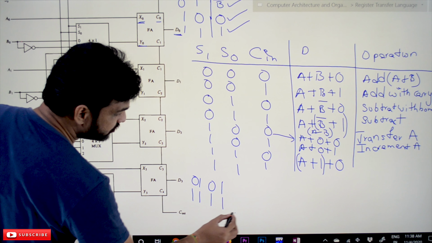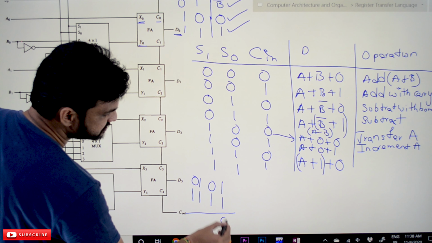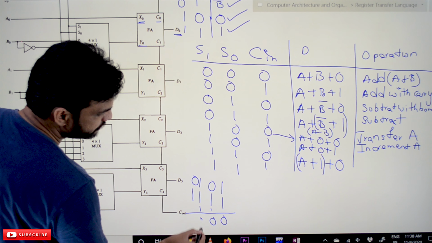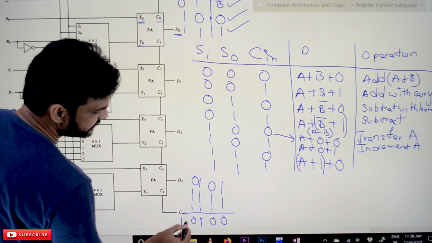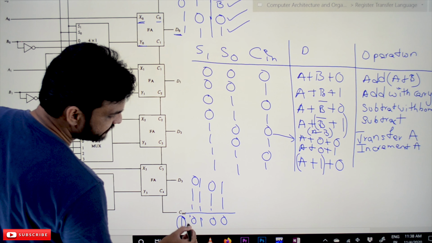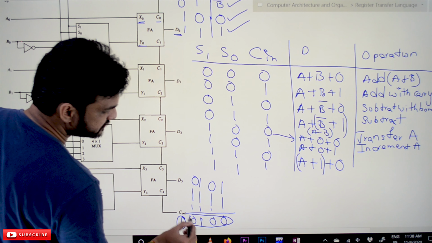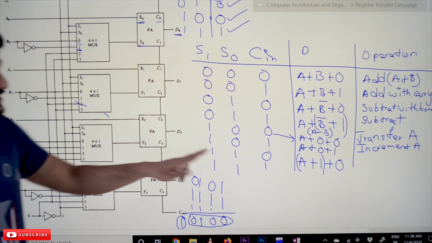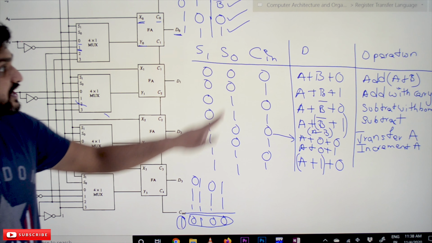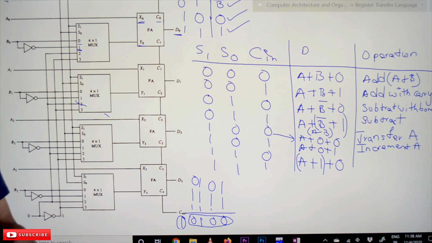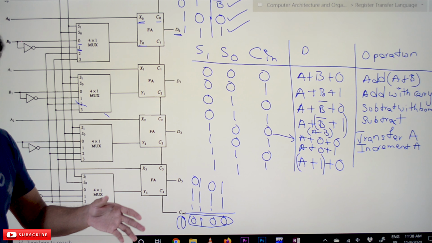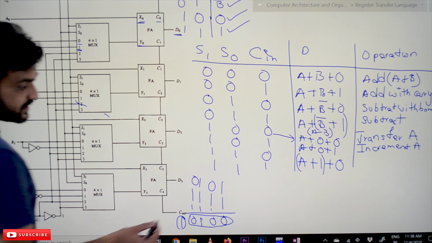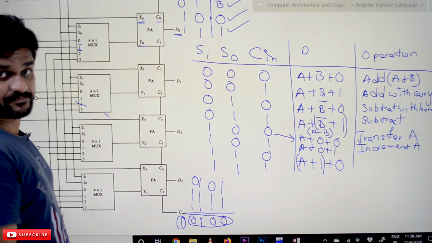So let's see the output of this. It is going to be 0, 1, 1, 1, 0, 1. So this is carry out. So the value is 0, 1, 0, 1, 0, 0. What's happening here is whenever the inputs S0, S1 are 1, 1 and the Cn value is 0, it is going to perform decrement of A.